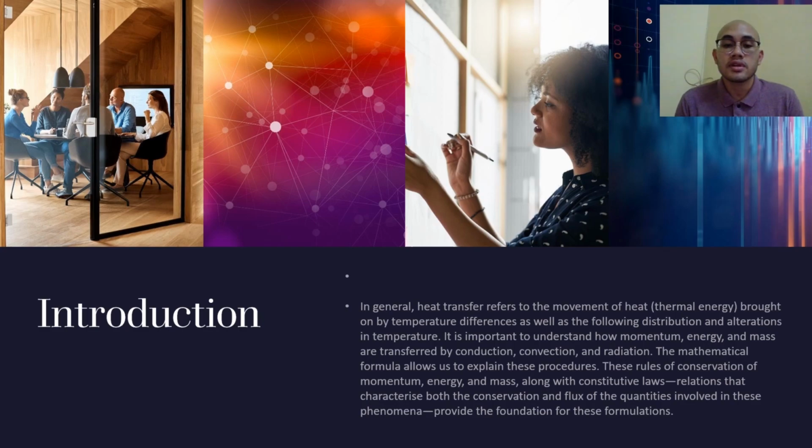These rules of conservation of momentum, energy, and mass, along with constitutive laws relation that characterize both the conservation and flux of the quantities involved in these phenomena, provide the foundation for this formulation. Therefore, we may theoretically explain rules and constitutive laws using differential equations. These equations can be resolved in order to analyze systems and forecast their behavior. It's the best approach.